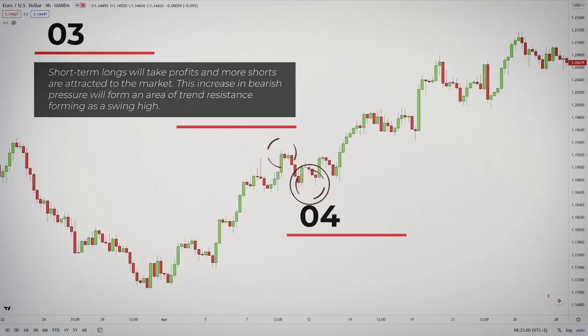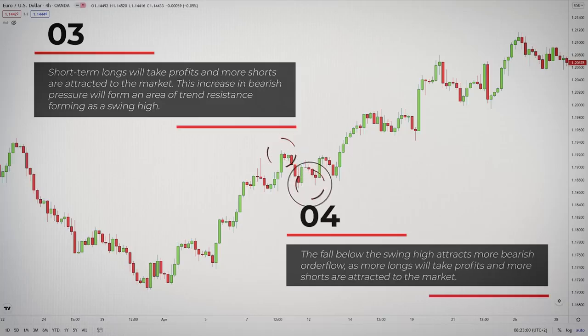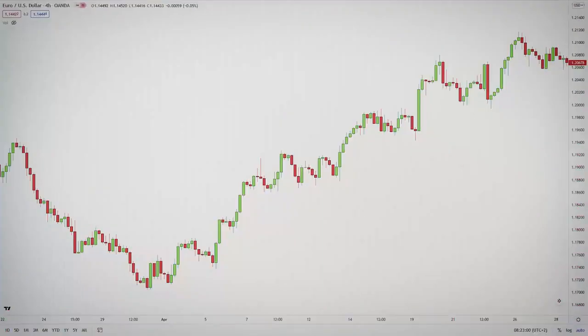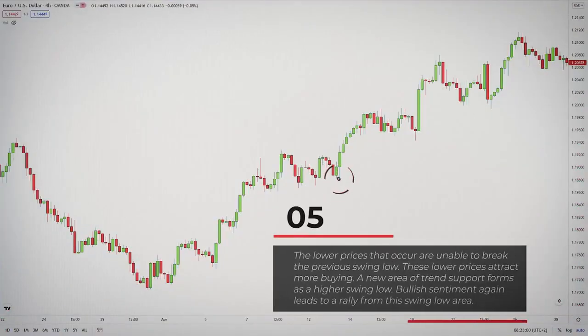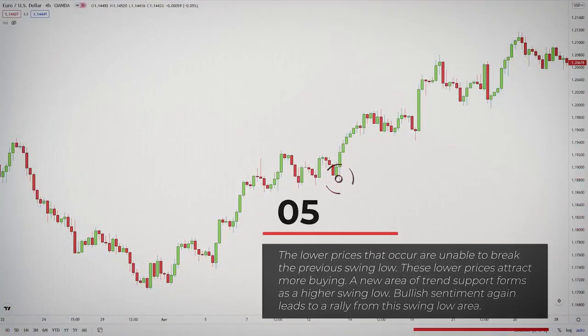The fall below the swing high attracts more bearish order flow, as more longs will take profits and more shorts are attracted to the market. But this is not necessarily an indication of a trend reversal. The lower prices that occur are unable to break the previous swing low. Rather, these lower prices attract more buying. A new area of trend support forms as a higher swing low. Bullish sentiment again leads to a rally from this swing low area, and the process repeats.